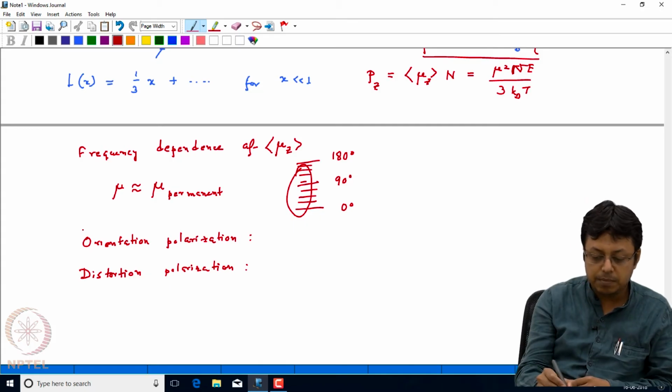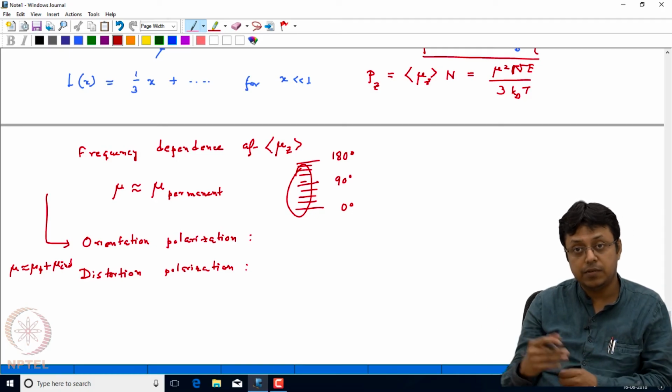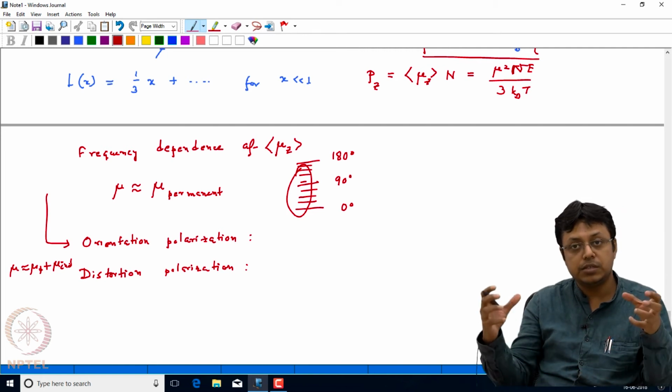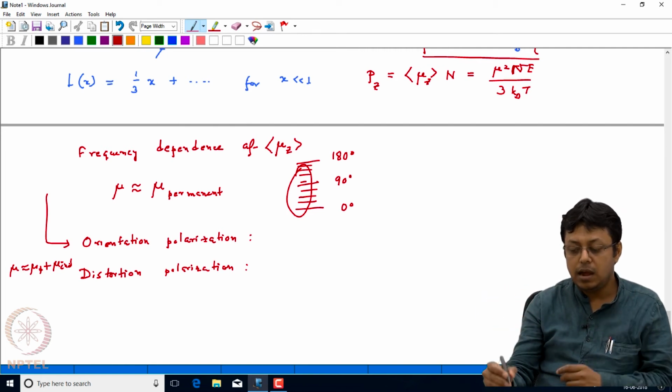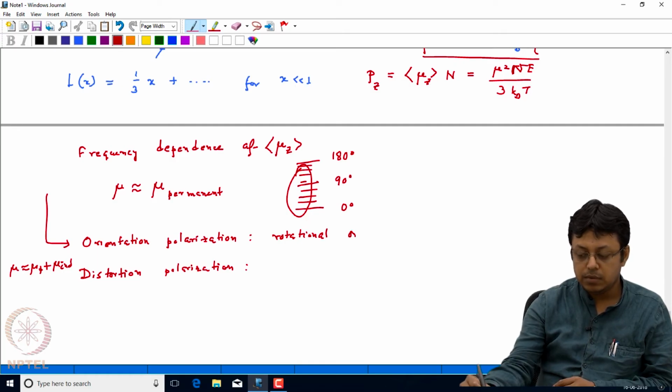So, this is the permanent part, and from now onward I have mu is equal to mu permanent plus mu induced. But the permanent part will vanish if I increase the frequency above the microwave region, and then I will have a distortion polarization, where basically these nuclei are moving.